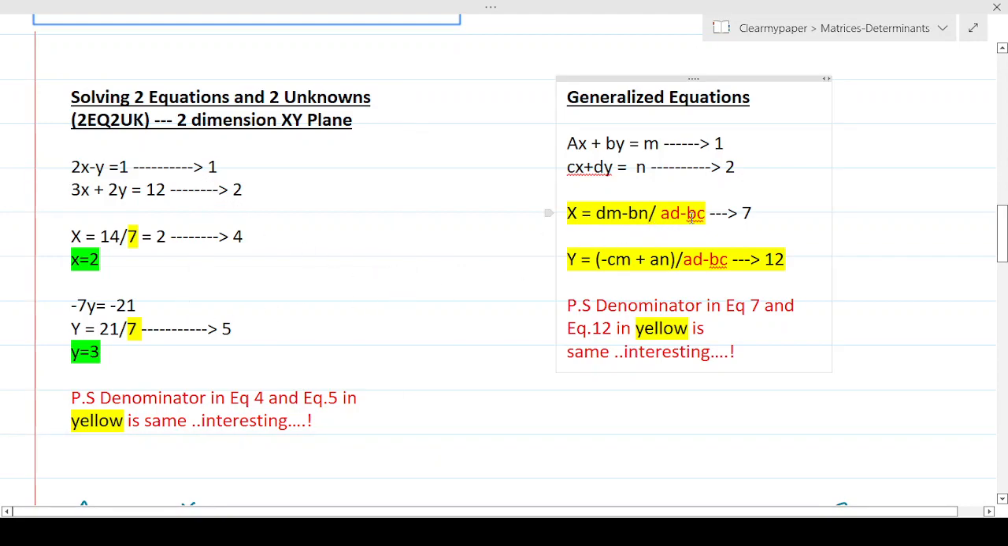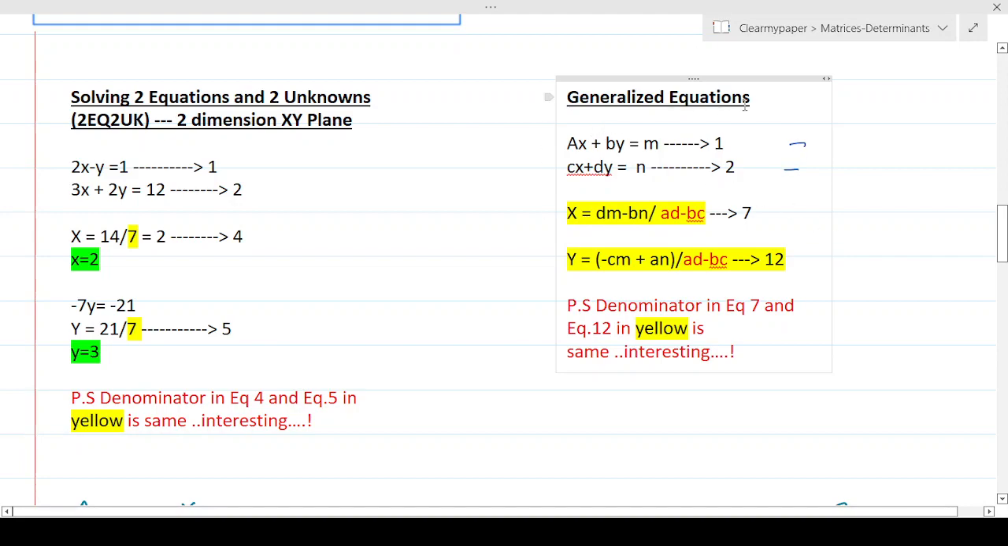On the right, I've just kept whatever is required. So we have two equations here which are given, and then we have the value of x where the denominator is AD minus BC. We have the value of y where the denominator is again AD minus BC, and both the denominators are the same. So we are going to start from here so that we don't have to create too many line items and get confused.